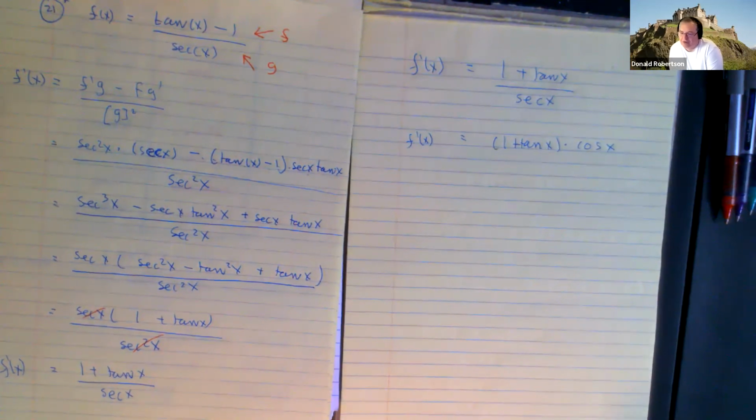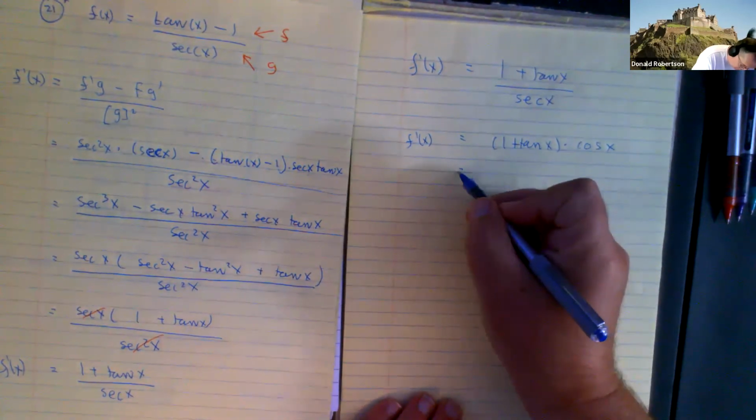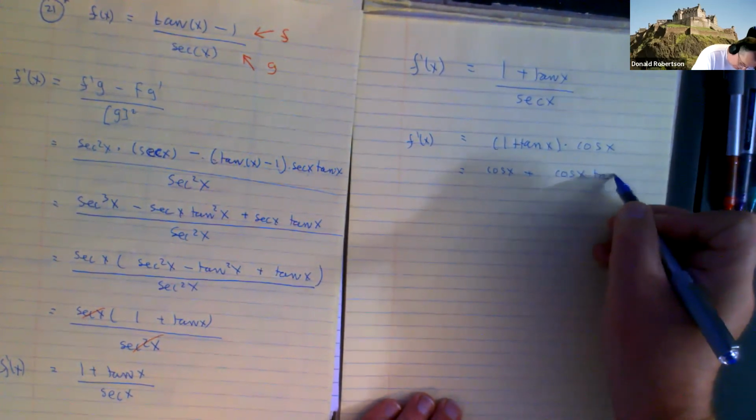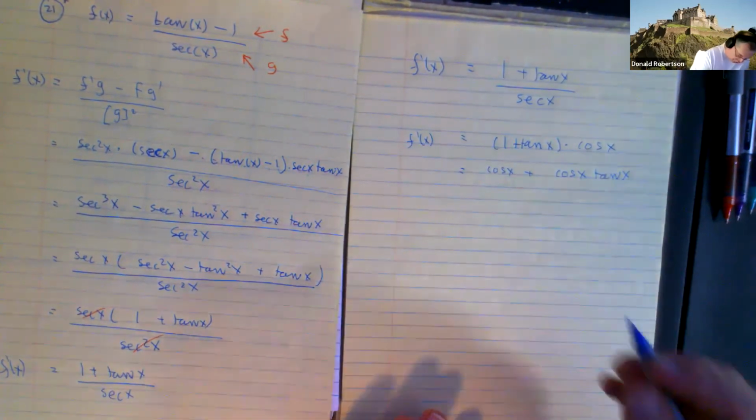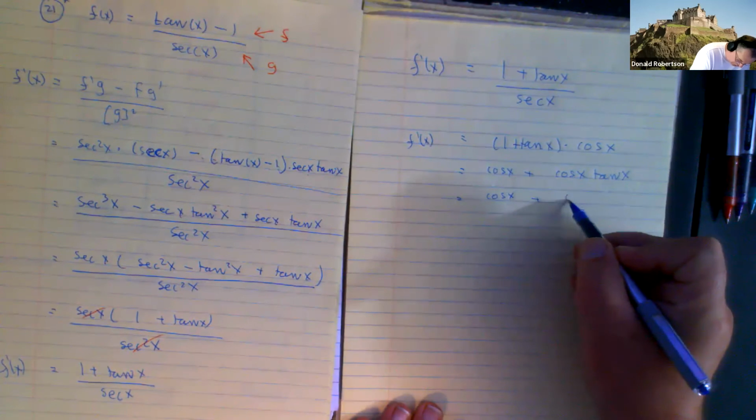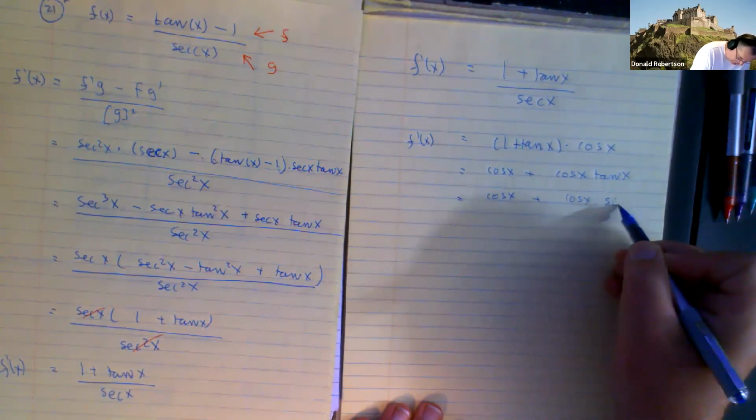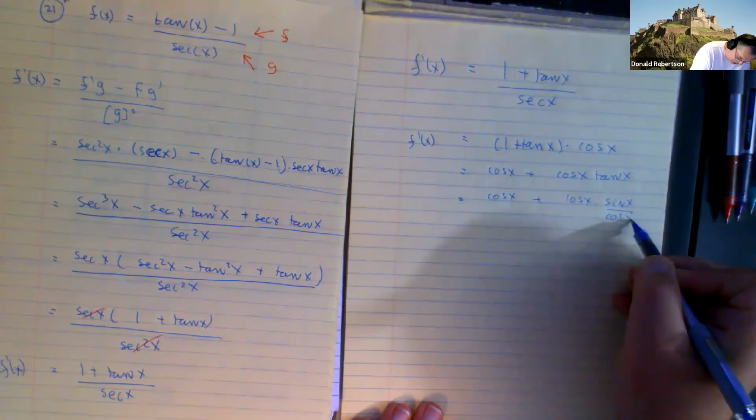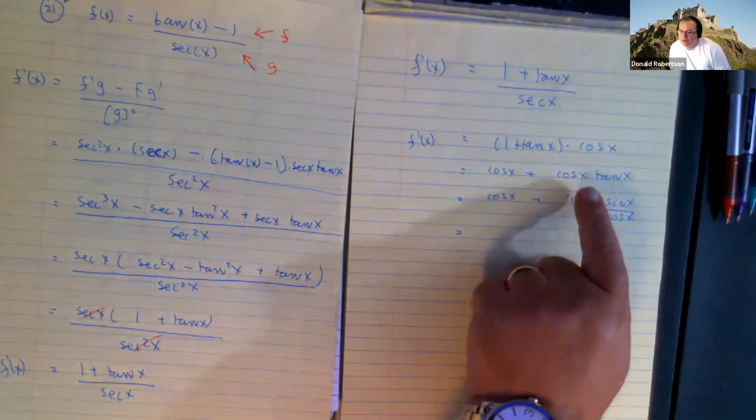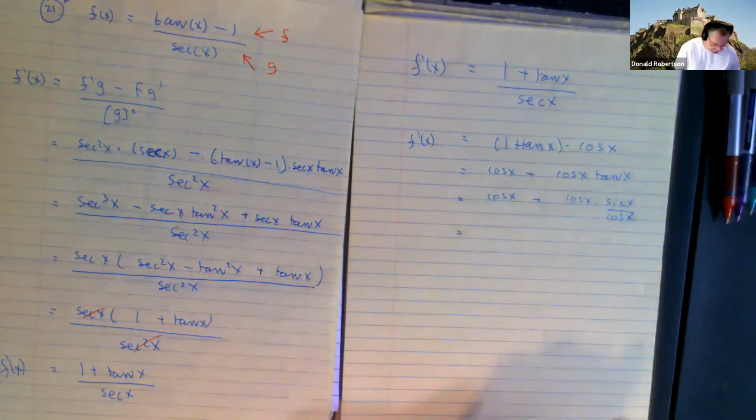And would you agree I don't have a fraction anymore? A secant on the bottom is the same as a cosine because 1 over secant is a cosine. Now, I'm going to multiply through by cosine x, which doesn't seem to be a reasonable thing to do until you realize that tan x can be written as sine x over cosine x. And so this guy can cancel down.